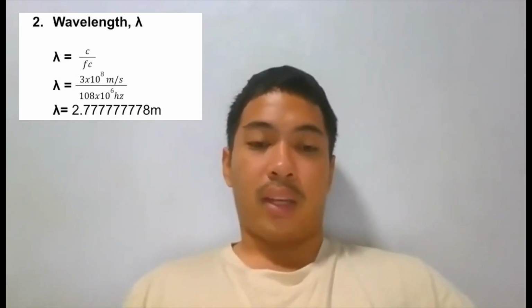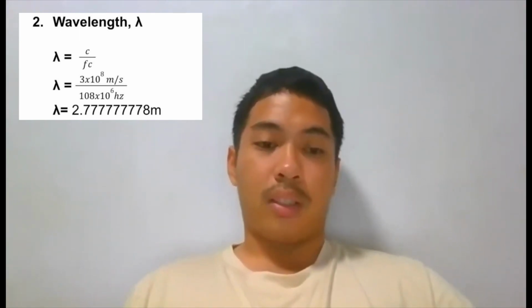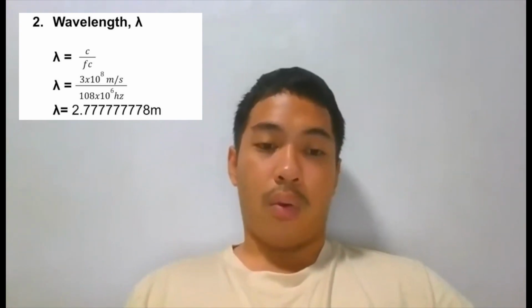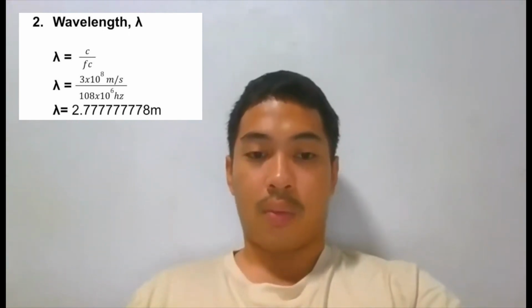Next is finding the wavelength. In finding the wavelength, we just have to divide the speed of light over the center frequency. The speed of light is a constant of 3 times 10 raised to 8 meters per second over our center frequency of 108 times 10 raised to 6 Hz, which is equal to 2.7777777778 meters.